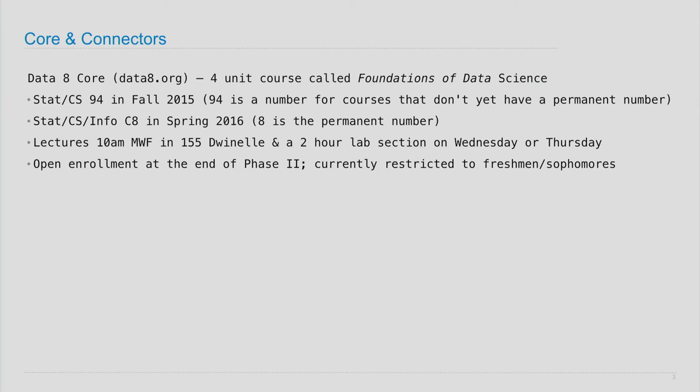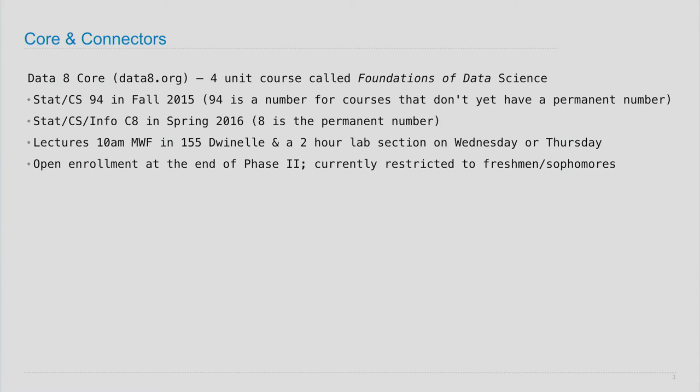Right now, enrollment is restricted to freshmen and sophomores. But at the end of phase two, it'll open up. The enrollment cap we set very high, so that if people want to take this course, they can. Currently, the maximum enrollment is 500. So I think there's a place for you, even if you're currently on the wait list because of enrollment restrictions.